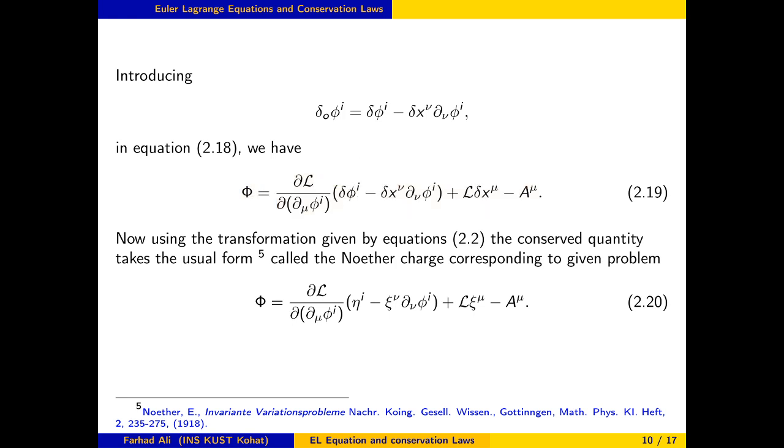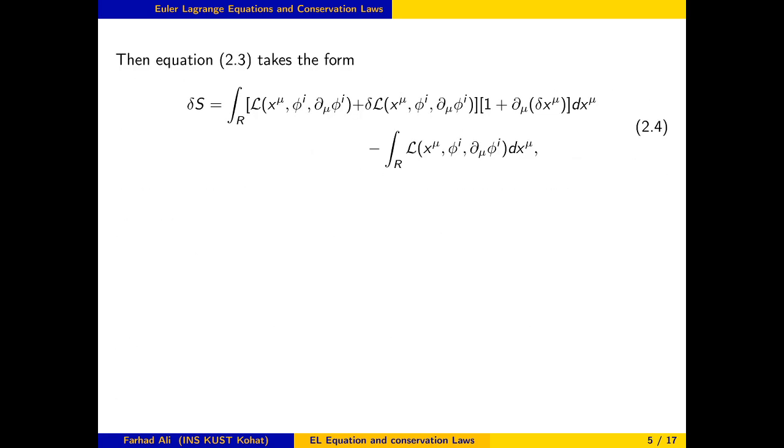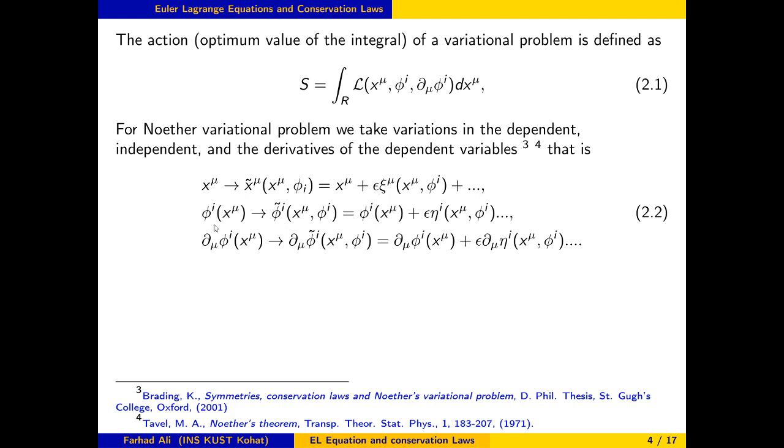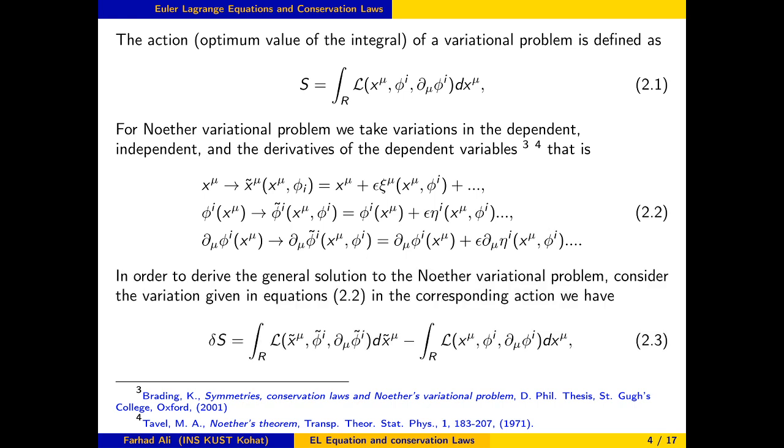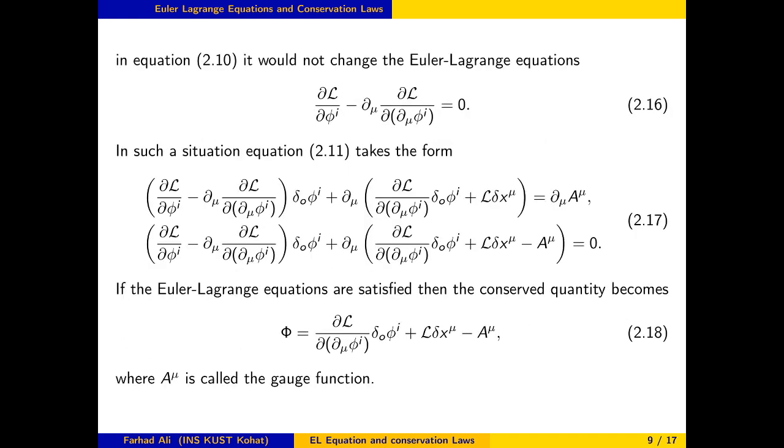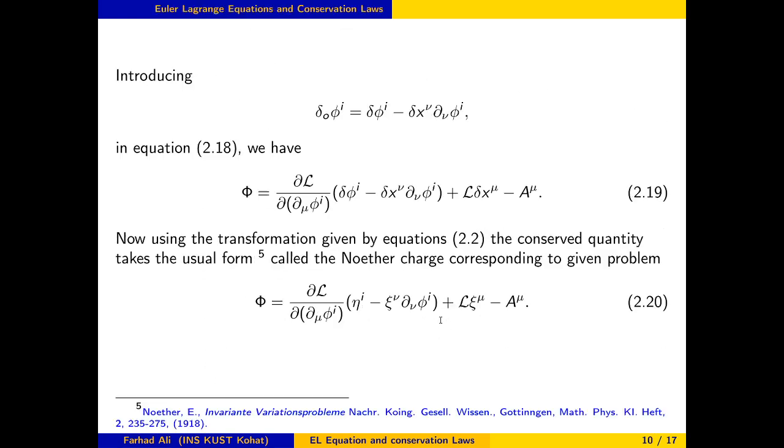What is delta phi? Delta phi I is eta I. It is given in the Noether variation equation given at the start. We will see it again. This is xi. Xi is the gauge function. Let's see it again. Variation in x is xi. Variation in phi I is eta I. And variation in the derivative of phi I is the derivative of eta I. This is the well-known form of the conservation law. The well-known form of the conservation law is 2.20.